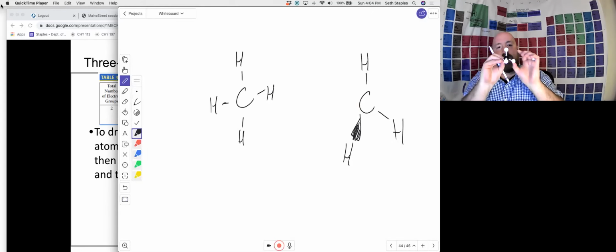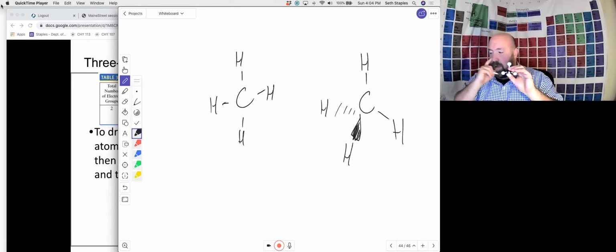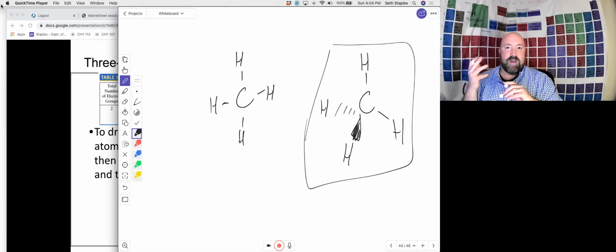But then we also have the one that's coming back towards me. So this one's pointing back towards me as opposed to towards you. And we draw a dash. That means that it's going back into the plane, or back into the paper, back into whatever you're drawing. And so this allows us to start thinking in 3-dimensional terms, and allows us to start thinking about the 3-dimensionality of the molecule.